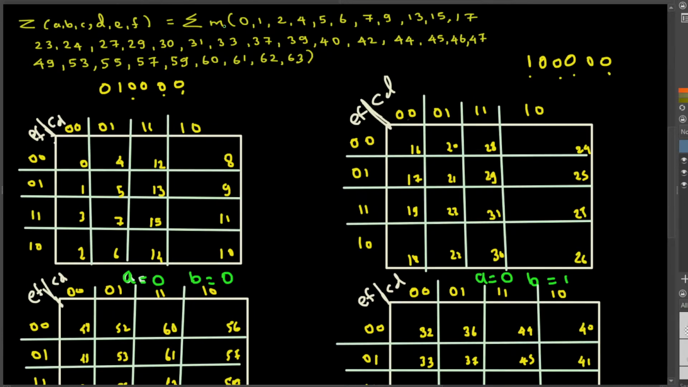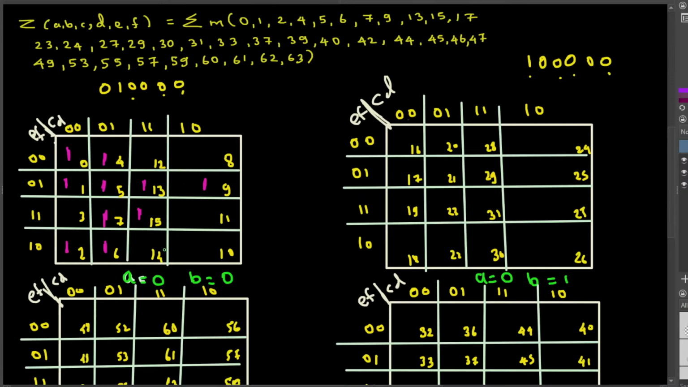So here we have minterms provided. Minterms mean these are locations of ones. We have a 1 at 0. We have a 1 here, and we have a 1 at 1. We have a 1 at 2. We have 1 at 4. We have 1 at 5. We have 1 at 6. We have 1 at 7. We have 1 at 9. We have 1 at 13. We have 1 at 15.